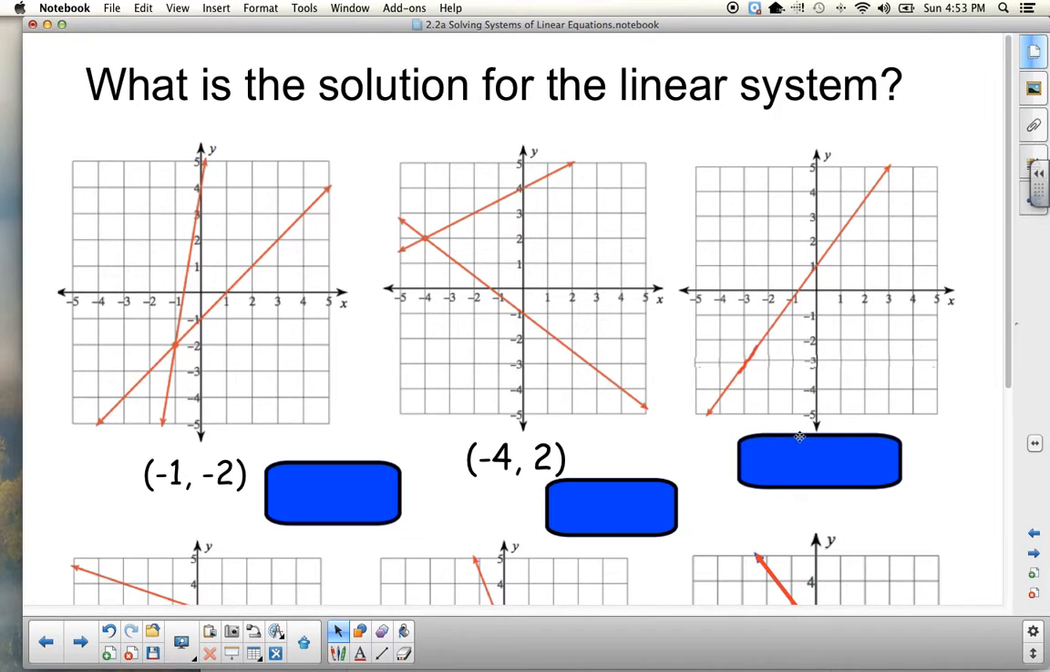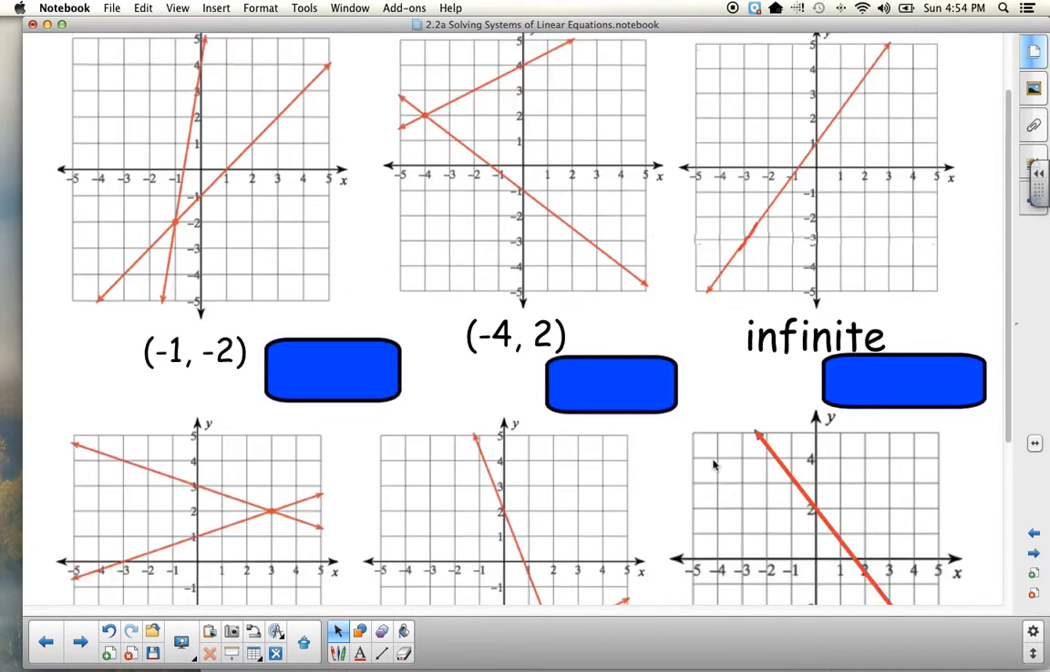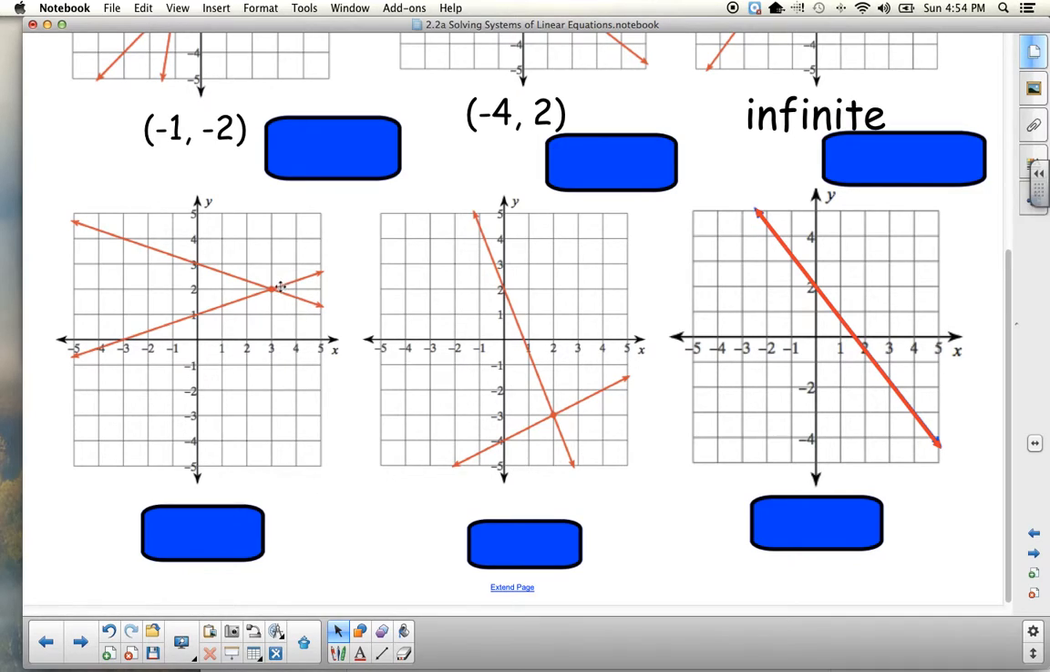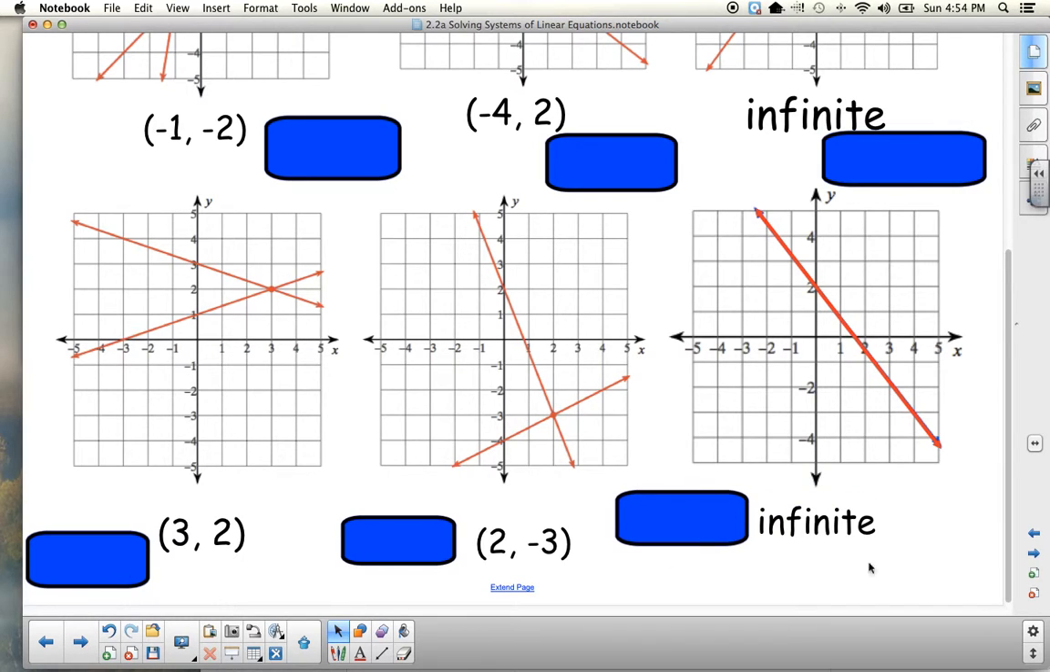This next one, you can only see one line, but of course it's two, and so we have an infinite number of points that the two lines share. This next one, our solution is at the point 3, 2. This next one is at the point 2, -3. And this one, yep, you guessed it, infinite.